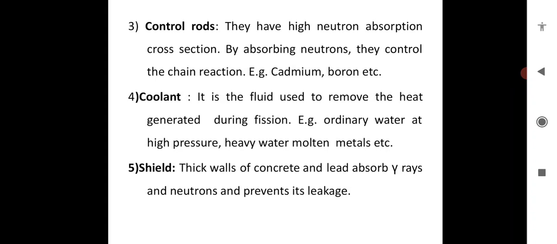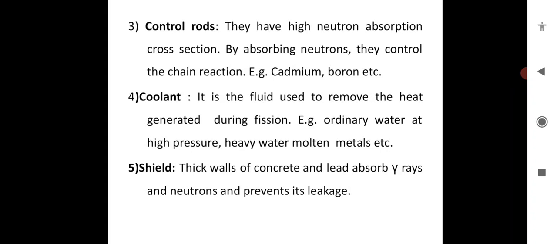Shield is the last one. Here, thick walls of concrete absorb gamma rays and neutrons and prevent their leakage. It is used to avoid leakage from the nuclear reactor. These are the functions and parts of a nuclear reactor.